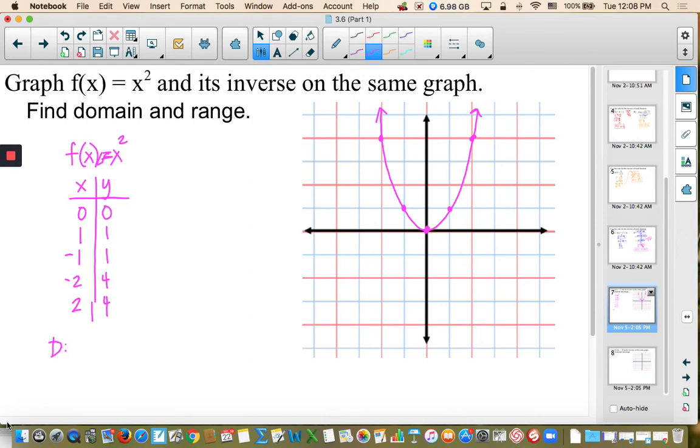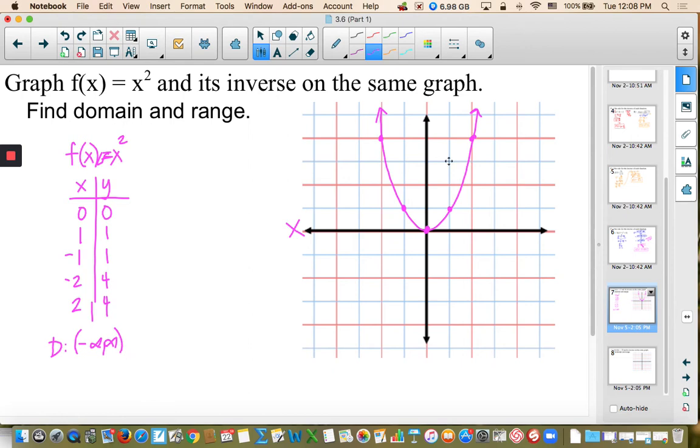And I'm going to write this in interval notation. Well, if I look at the domain, it's the x's, right? This is the x-axis. As I go to the left and as I go to the right, this graph is going to keep going forever. So the domain of this is negative infinity to infinity.